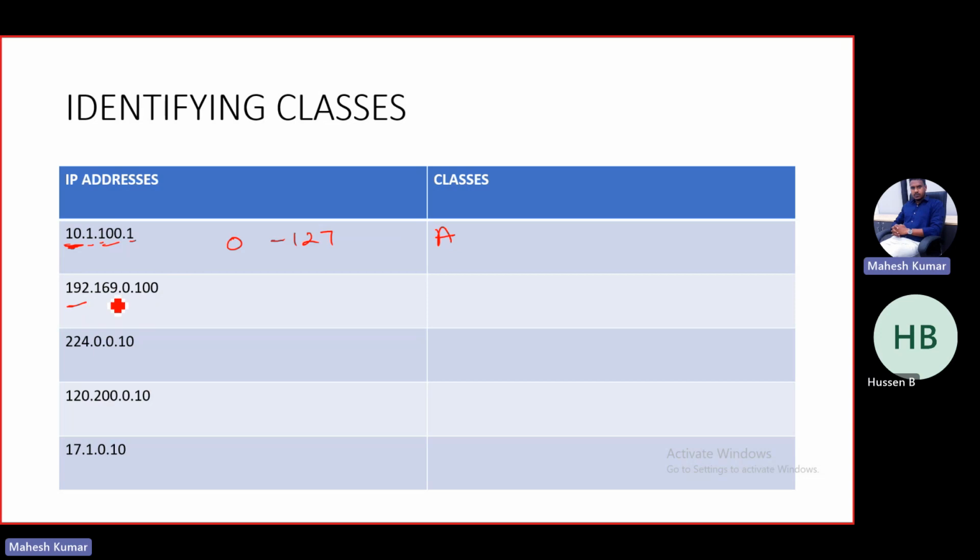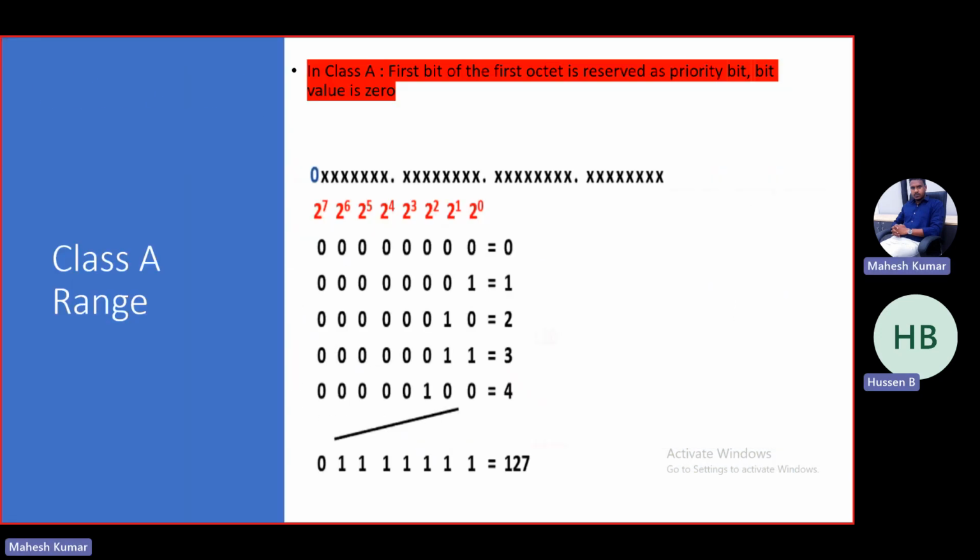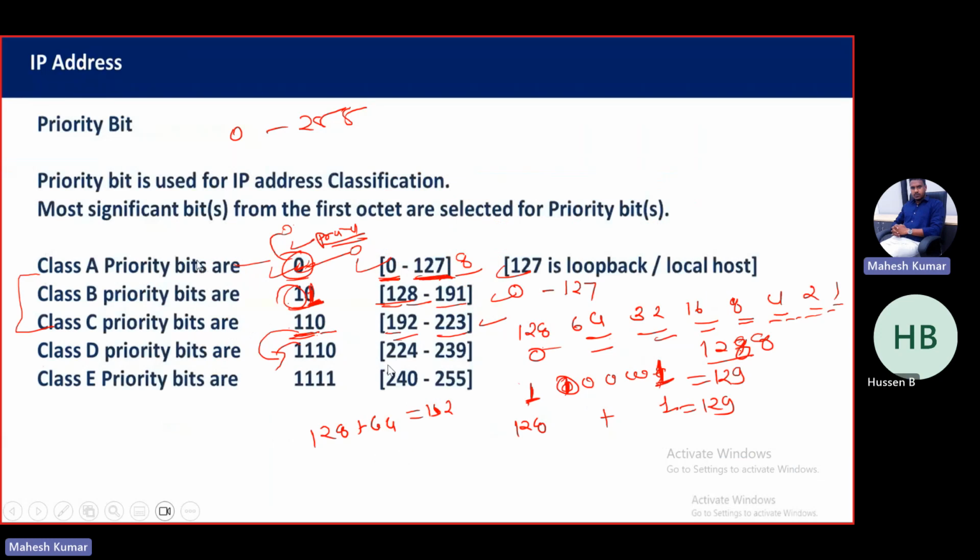If I use 192.168.0.100, what is the class? Class C. Sorry, yes, correct. 192.168 is class C. And this 224 is class D, obviously, because of the priority bits. If you see, 224 is class D.